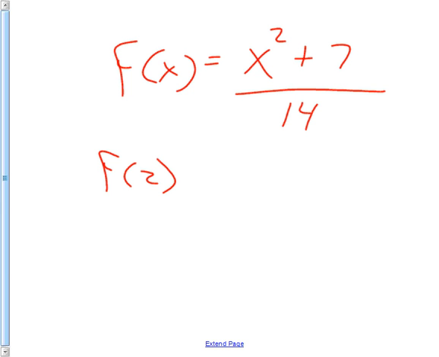You stick a 2 in here. Think of it as an empty spot, and you drop in 2. 2 squared makes 4. 4 and 7 is 11. 11 14ths. Easy peasy. But what happens when I say f of... Wait, I got to clean this up so it's readable. Okay, there we go. F of x plus 3.